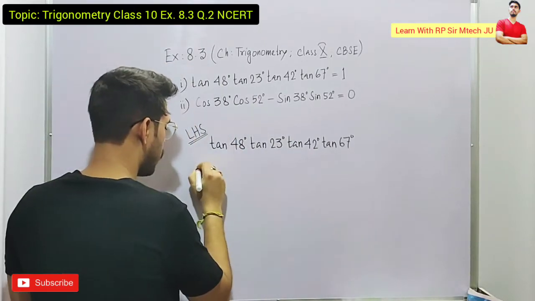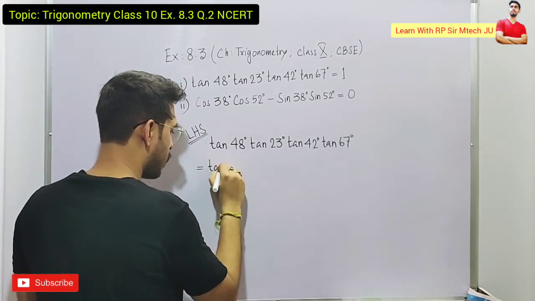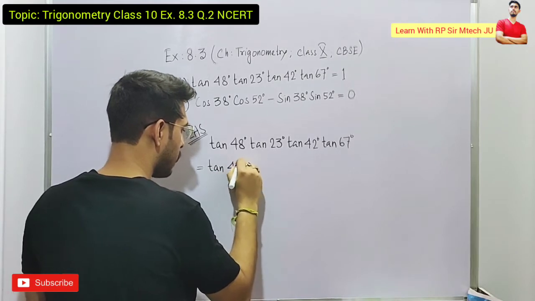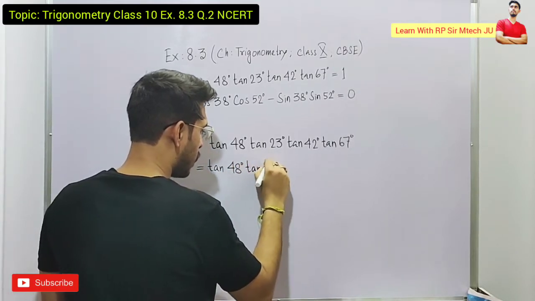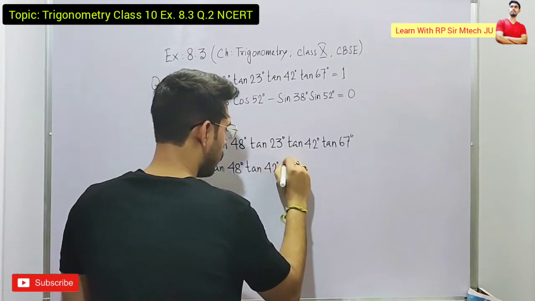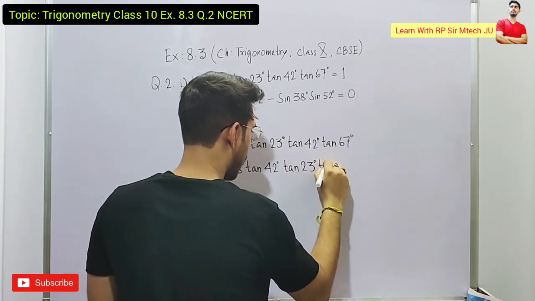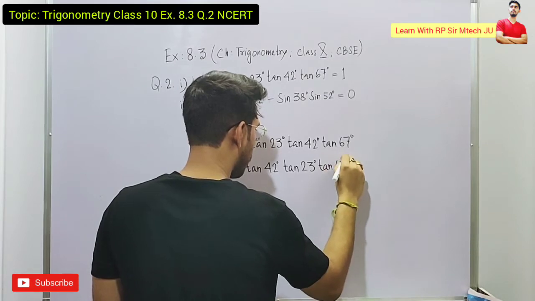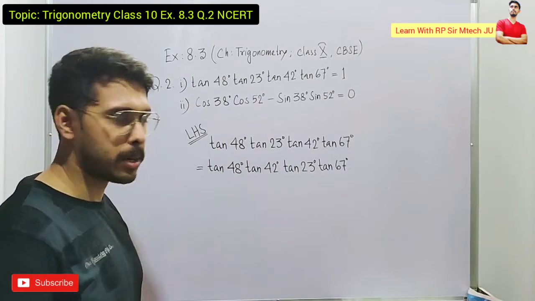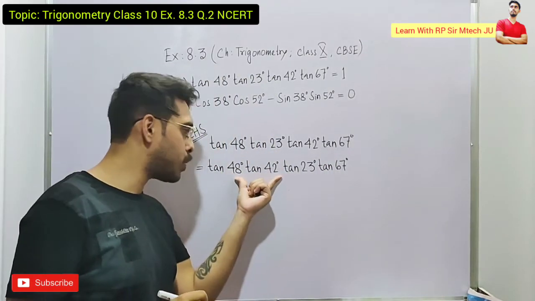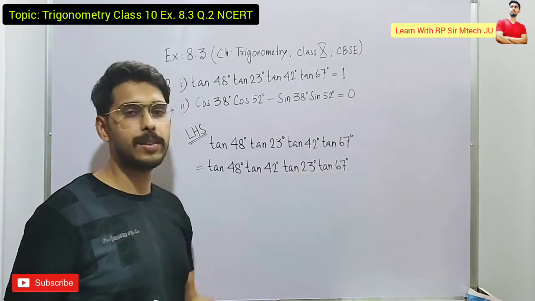So what we are going to do: tan 48, tan 42, then we have tan 23, tan 67. We have rearranged in that particular order. So 48 and 42 gives us 90, again 23 and 67 gives us 90.